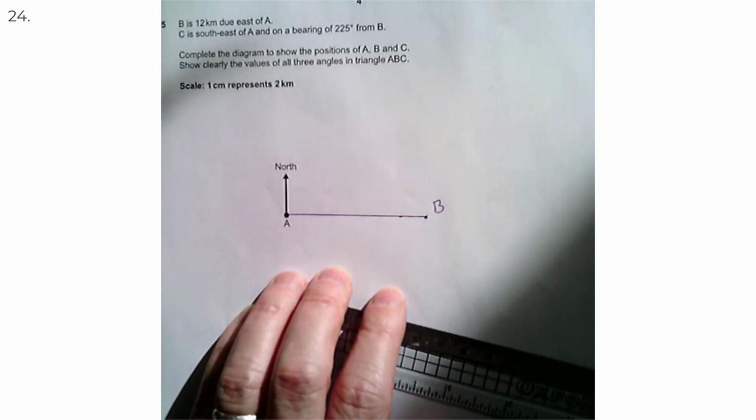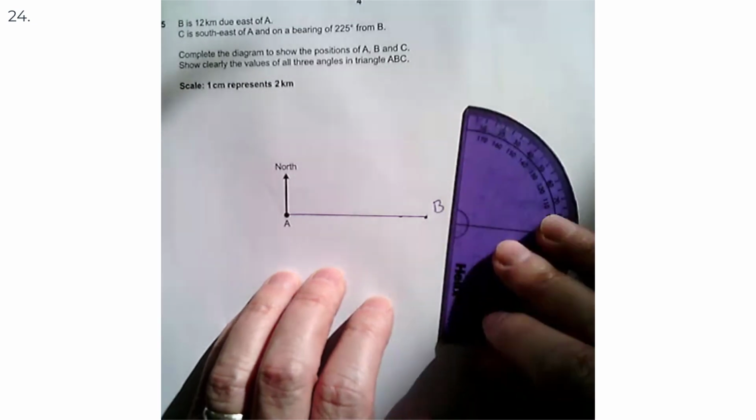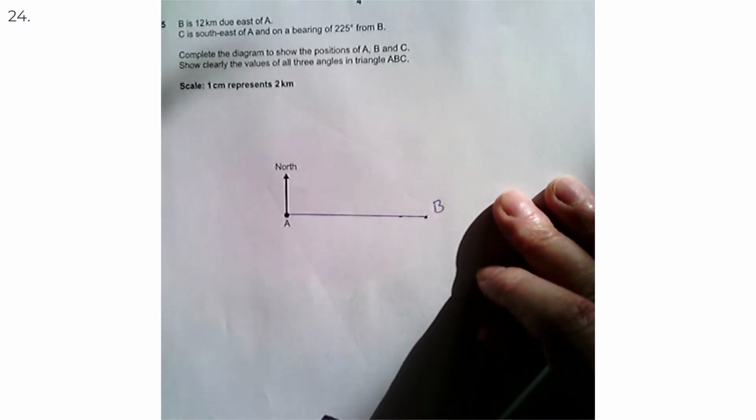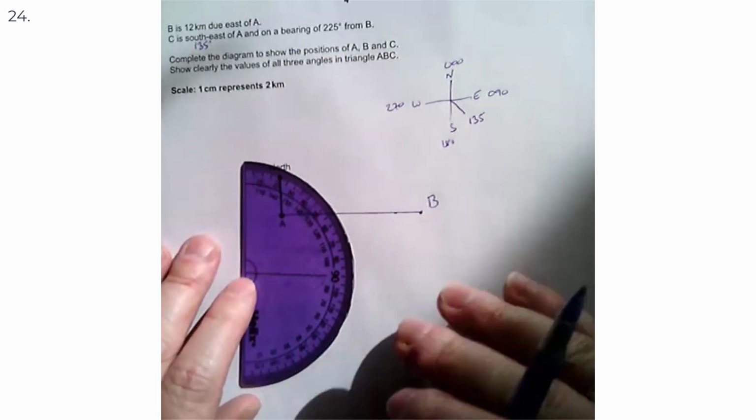Now, next up, point C, we're told is southeast of A on a bearing of 225 from B. Okay, so we've got measurements from A and from B, so maybe if we draw those 2 lines on, then C is going to be in the intersection. Before I do that, let's just have a think about what all these various angles are. So southeast, what's that as a bearing? Well, it's going to be 135 degrees, isn't it? Because if I draw the compass up, north, east, south, west, then north is on a bearing of 000, east is 090, south is 180, and west is 270. So southeast is going to be halfway between 90 and 180, so that's 135 degrees.